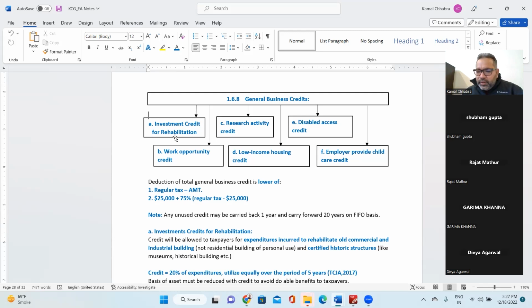So the first point is 100,000 minus 50,000, that is $50,000. The second is $25,000 plus 75% of regular tax, which is $100,000 minus 25,000, which is 75,000, multiplied by 75%, that is 37,500 plus 25,000, around $62,500. Whichever is lower, so 50,000 is lower. So the maximum credit for all these six categories will be $50,000.